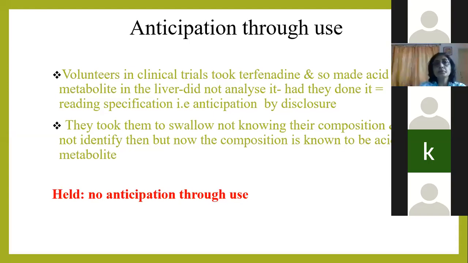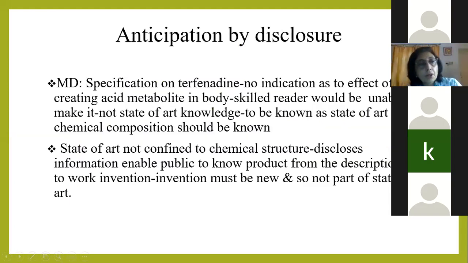But for the specification, the first specification, according to Merrill law, the specification on terfenadine had no indication as to the effect of the creating of acid metabolite in the body, and the skilled reader would not know that the acid metabolite would be formed, and neither was the acid metabolite described with the formula or the structure.